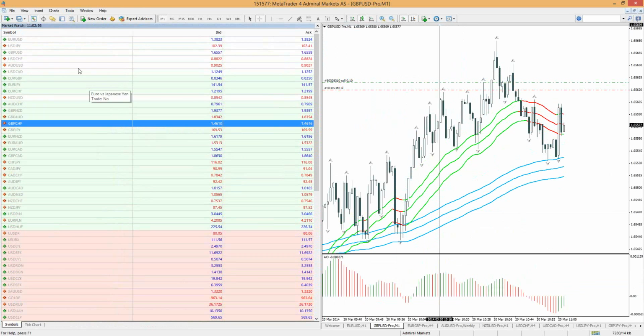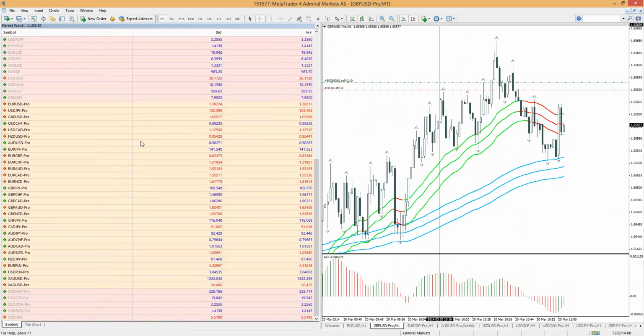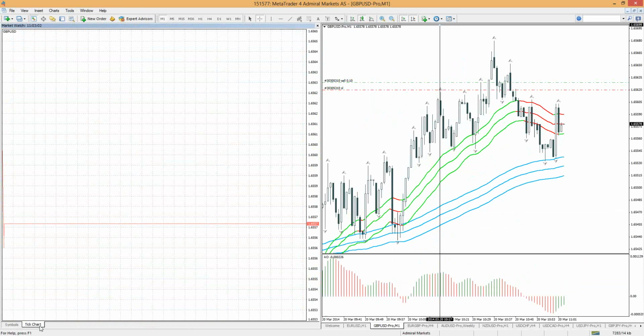Sorry, folks. I'm just trying to find a way below the tick chart table. Okay. Found the tick chart tab here. Doesn't seem to be doing much though. It looks flat.